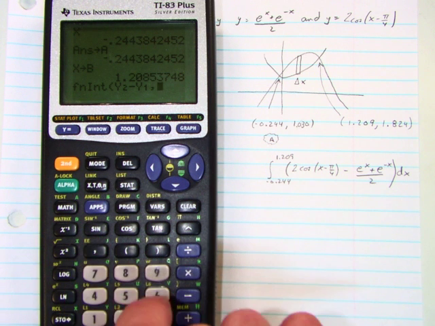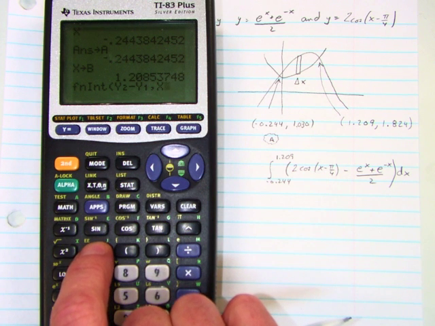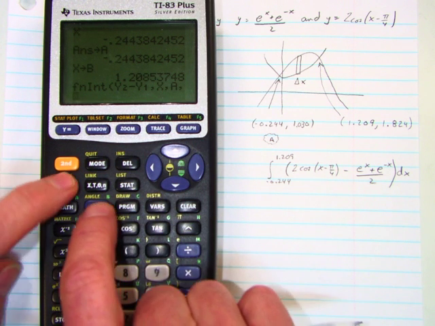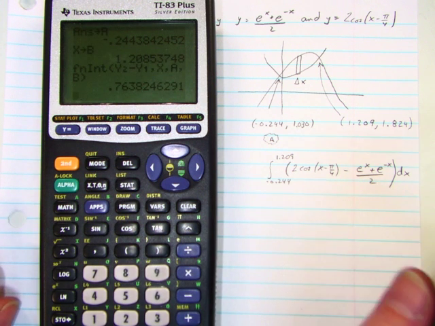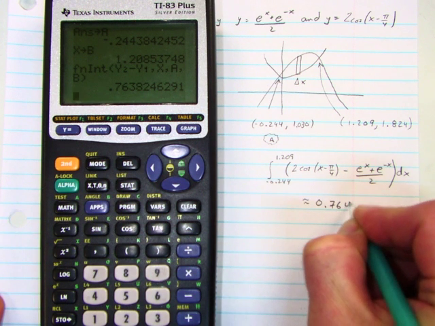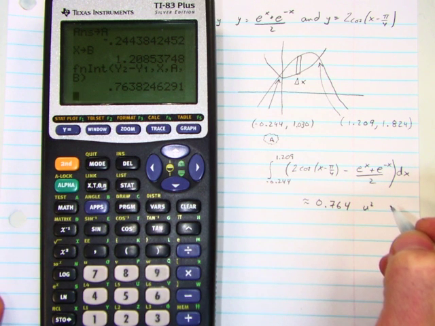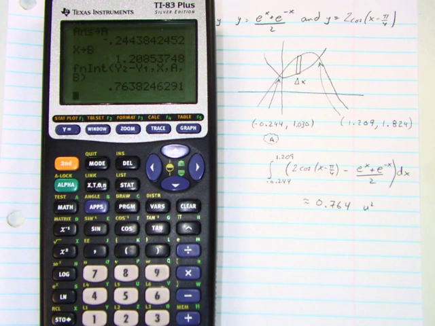And then we want to put comma. What are we going to integrate with respect to? X. Pretty much always on the 83, 84, that's what you're doing. What is our lower limit? Alpha A, comma, and our upper limit is alpha B. We can close that parenthesis, hit enter, wait until it comes up. That wasn't too bad. And we get approximately 0.764 square units. Pretty much all of them are going to be similar to this when you have to use your calculator. And that's it for the TI-83, 84s, and I'll show a next one for the 89s.